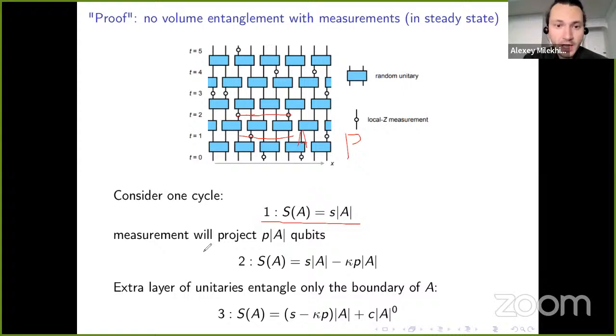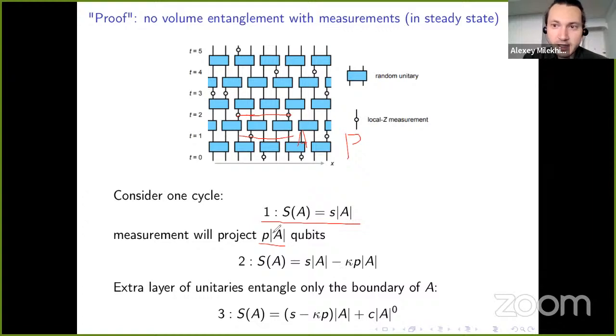Then on average, since I'm taking each qubit and projecting it with probability P, I will project P times A qubits in that interval. And projected qubits are not entangled anymore with anything. They just end up in either 0 or 1, and they completely lose any entanglement with the other qubits.